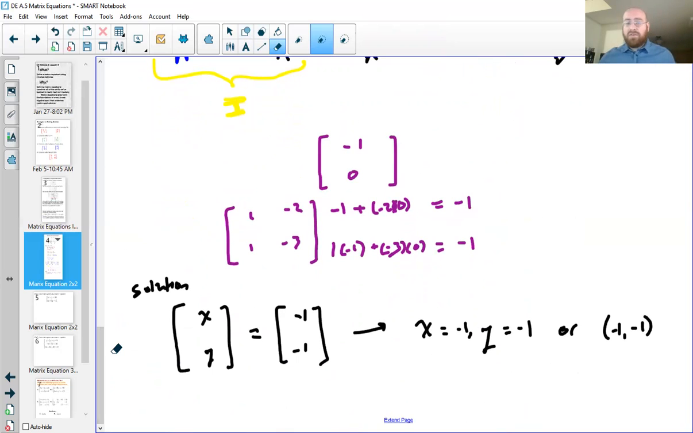As I said, in the next video, we will do a couple more examples, possibly one example per video, and then that will be it for our unit on matrices.